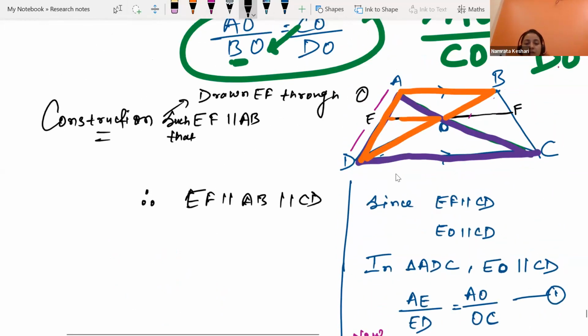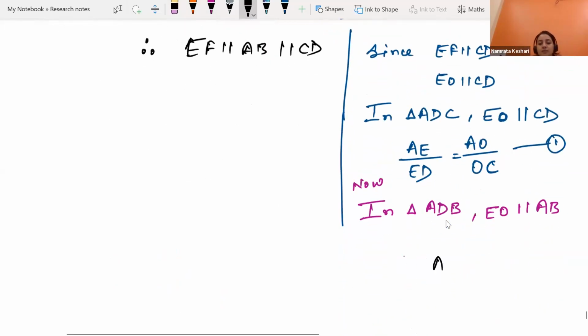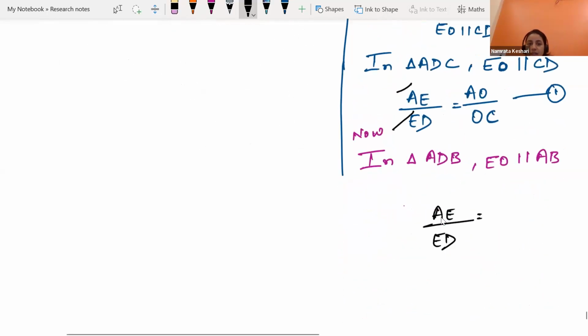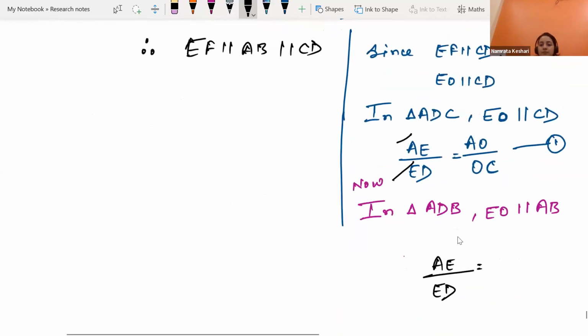Yes, ma'am. Okay, then AE over ED, I am writing it directly. AE over ED is there already in equation number 1 also. That's also I am keeping in mind. That's why I am writing it this way. Okay, BO over OB.